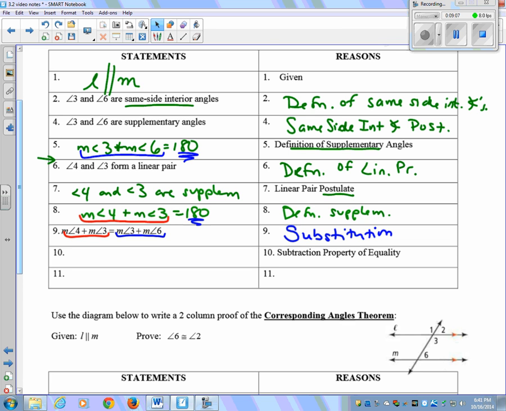Now we have a measure of angle 3 on both sides of this equation. We can make this the measure of angle 4 equals the measure of angle 6 by subtraction, just subtracting the measure of angle 3 from both sides. Well, if 4 is equal to 6, then angle 4 is congruent to 6. Definition of congruent.